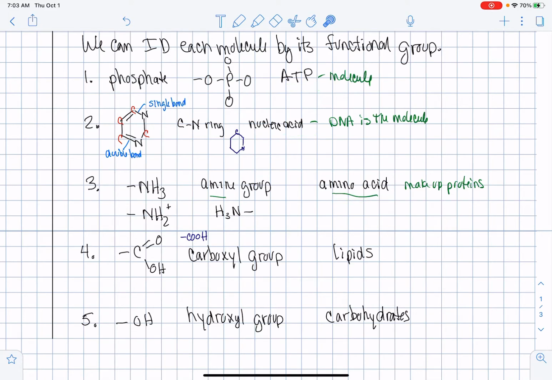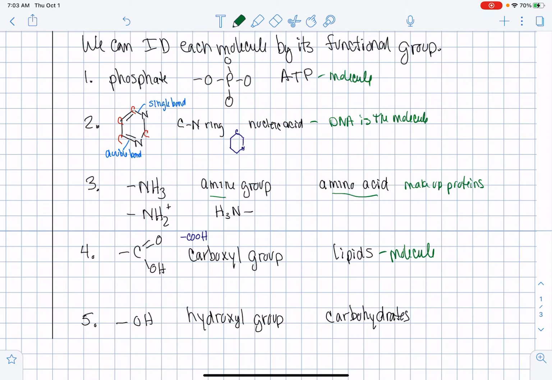Now, if you don't have a phosphate and you don't have any nitrogen, you're going to look for something different. You're going to look for a carboxyl group, which has a C. Here there must be a double bonded O on the C, two lines, 4 electrons, 2 pairs of electrons. You can see it written this way, or you might see just COOH. It's called a carboxyl group, and it identifies the molecule lipid.